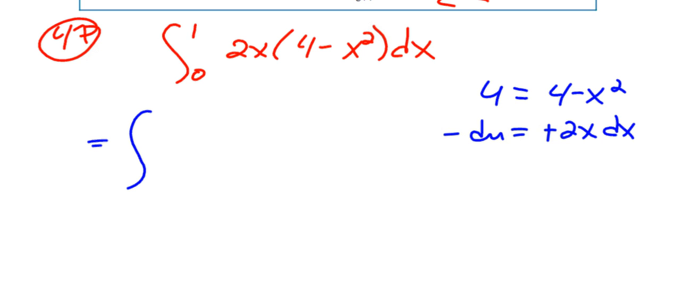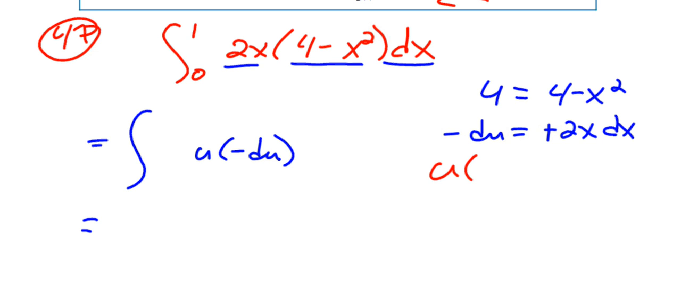For 4 minus x squared, I have u, and for the 2x dx, I have a negative du. I'll get back to that negative in a second. In order to save myself from resubstitution, I'm going to find the new bounds.